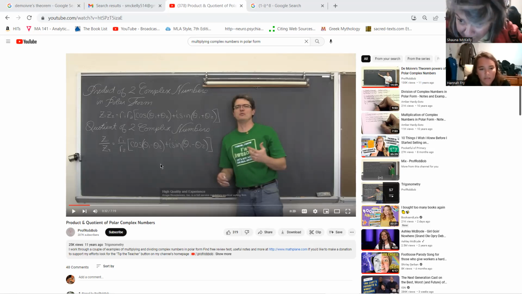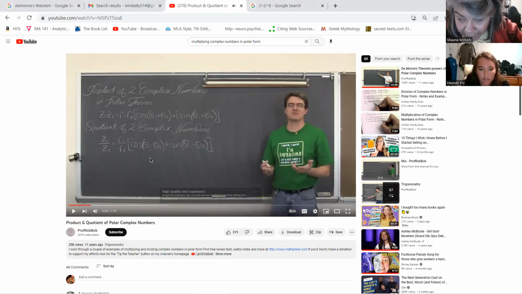Got it. Now, sometimes you get a negative angle, and sometimes they tell you to write the angle between 0 and 360, and so you have to make it coterminal, what we call coterminal. But that's essentially what you're doing. So if you're multiplying and dividing complex numbers, it's easier to go to polar form first. So you go to polar form, then you apply this formula.